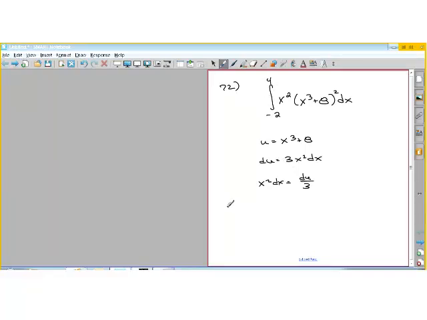Now we're also going to redefine the limits. So when x equals -2, u is equal to -2 cubed plus 8. -2 cubed is -8, so it becomes 0. And when x equals 4, u is equal to 4 cubed plus 8. 4 cubed is 4 times 4 is 16 times 4 is 64. So you get 64 plus 8 is 72.